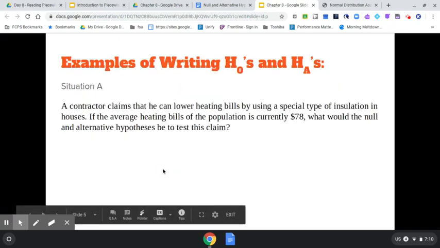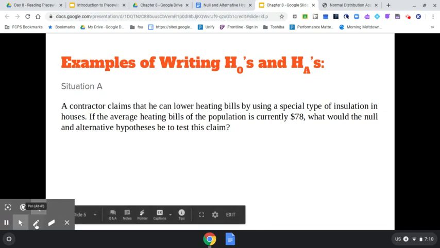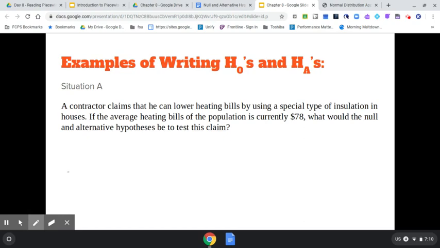All right, we're going to do some more examples of writing the null and alternative hypotheses, in other words, the H0 and the Ha. So for this first example, it says a contractor claims that he can lower heating bills by using a special type of insulation in houses. If the average heating bill of the population is currently $78, what would the null and alternative hypotheses be to test his claim? Okay, so the null hypothesis says that nothing's changing about that population value, the population mean.